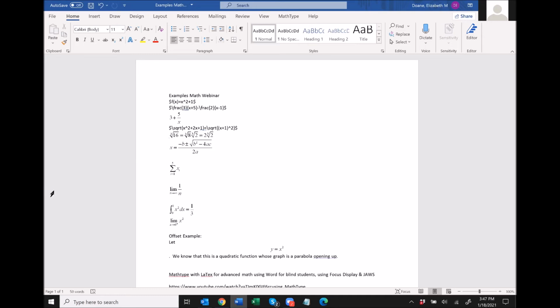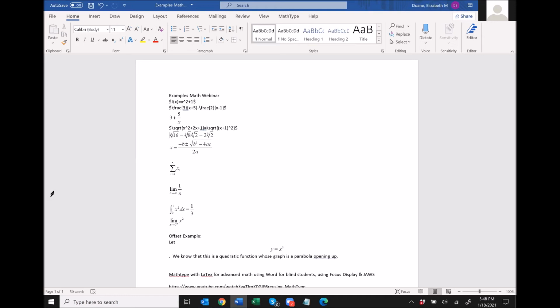Now the cube root is similar. I'll let you hear it. Dollar, cube root of 16 equals cube root of 8 times cube root of 2 equals 2 times the cube root of 2. I didn't put the times sign in, I could have.